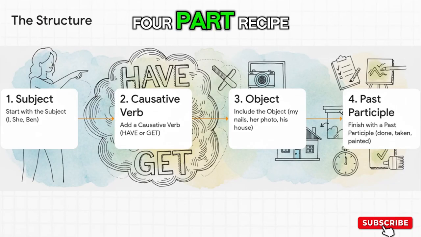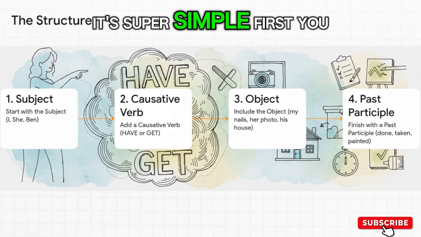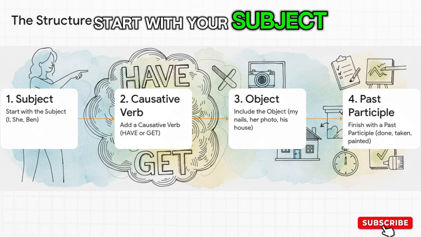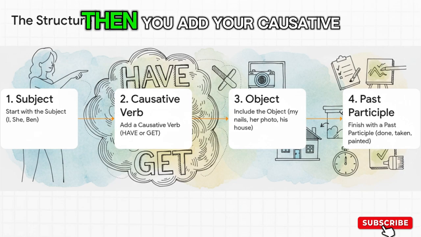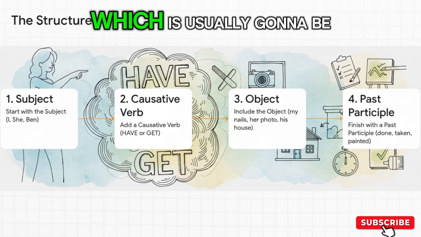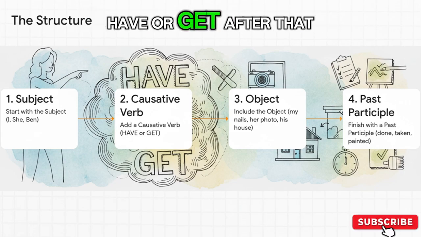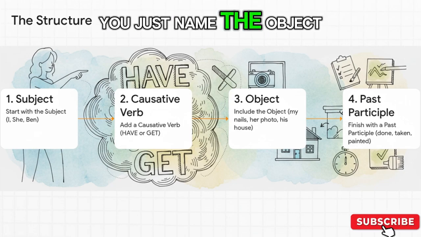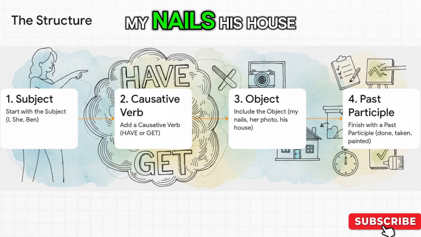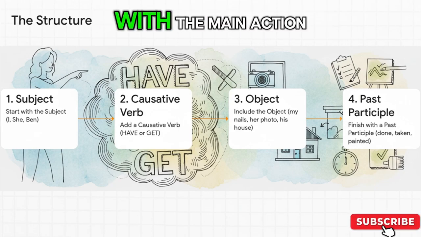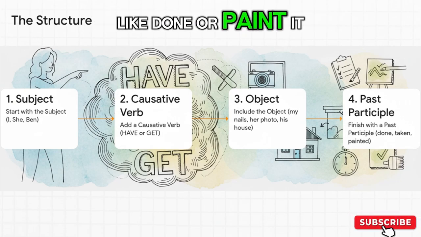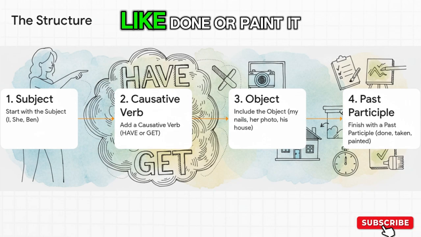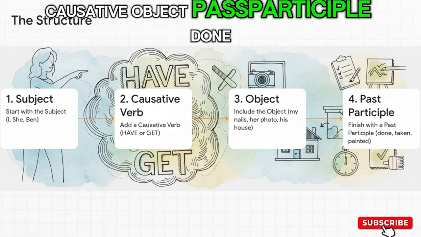Think of it like a four-part recipe. It's super simple. First, you start with your subject. I, she, Ben. Then you add your causative verb, which is usually going to be have or get. After that, you just name the object. My nails, his house, and you finish it off with the main action verb in its past participle form, like done or painted. That's it. Subject, causative, object, past participle.